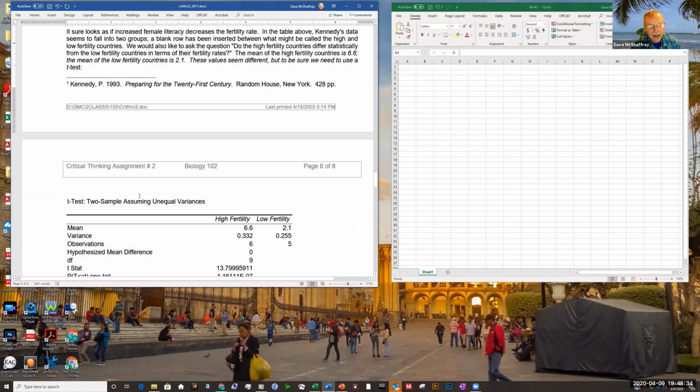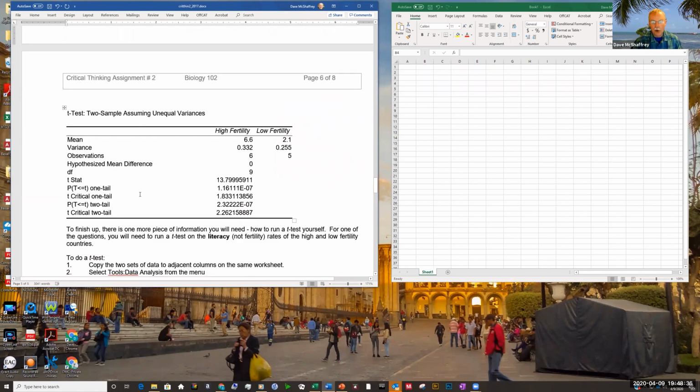And if you apply a t-test to those numbers, we get our high fertility and low fertility. Those are the means or the averages. There's the variance. We had 6 high fertility countries and 5 low fertility countries. The degrees of freedom was 9, okay? And our t-stat was 13.79, actually 13.8 or even 14. Okay, now the question for you, before I point out the answer, is that a significant difference?